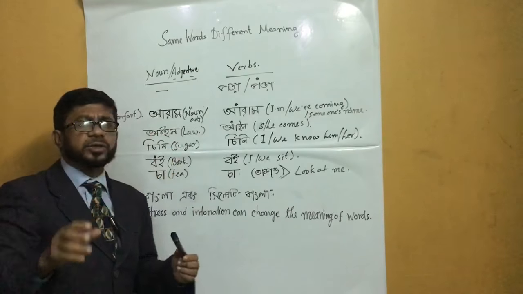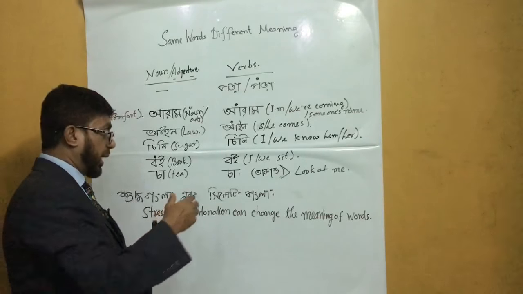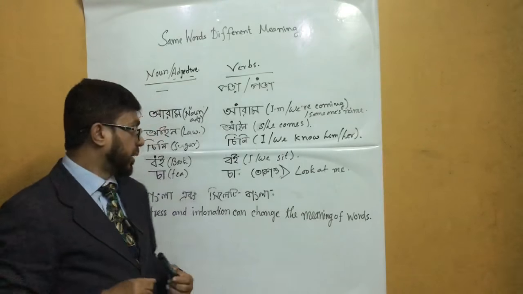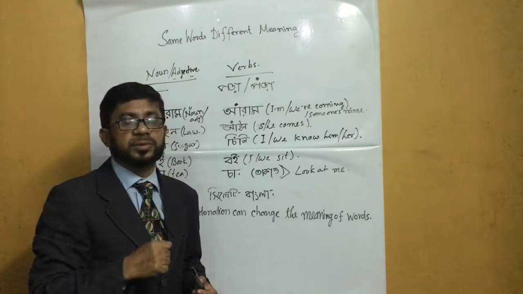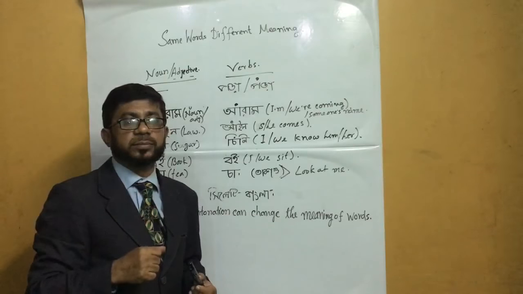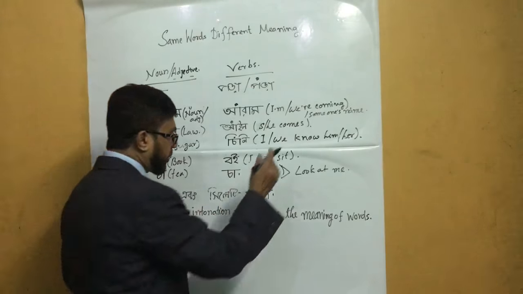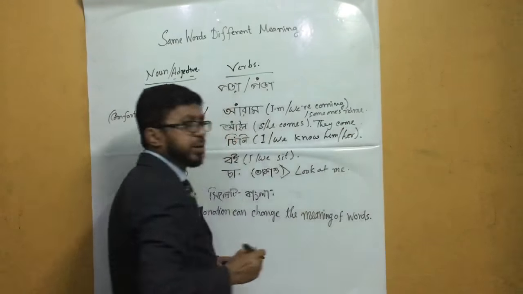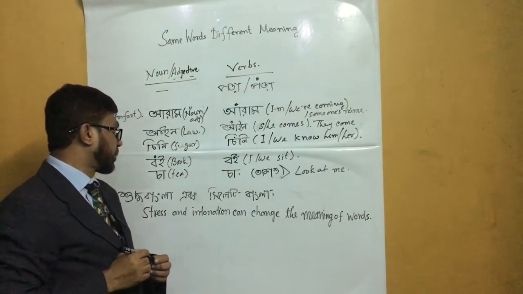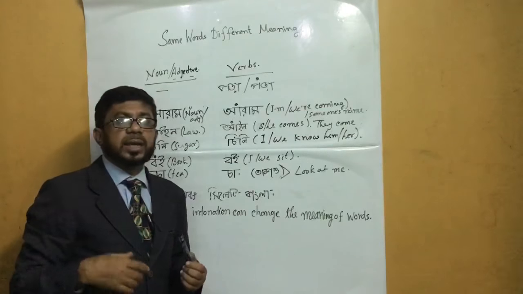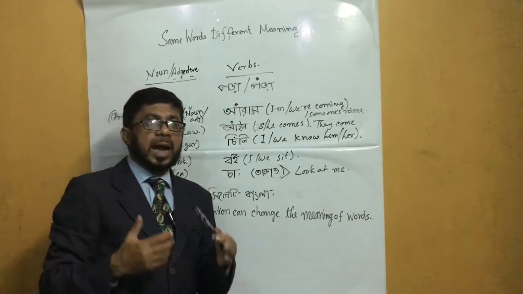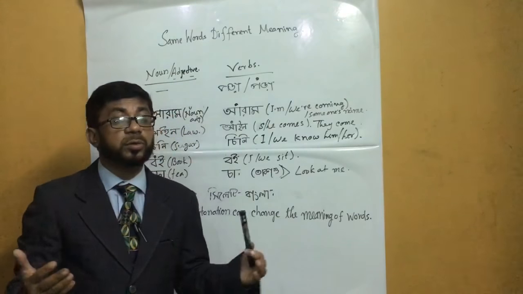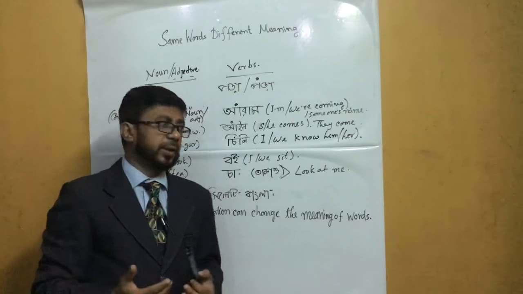Okay, then ein. Flat sound ein means low, and stress on a changes the meaning of the word ein. That means he or she comes. Tini ashen. They come. Tara ashen. Unara ashen. Ein, this is the low, flat sound. He comes here, but he doesn't know the rules. Okay?